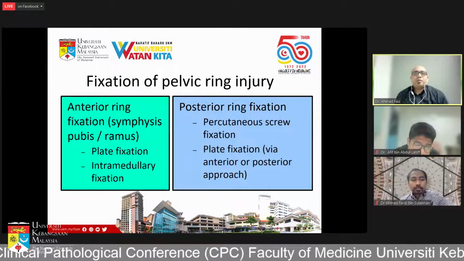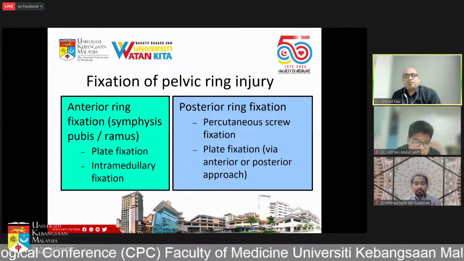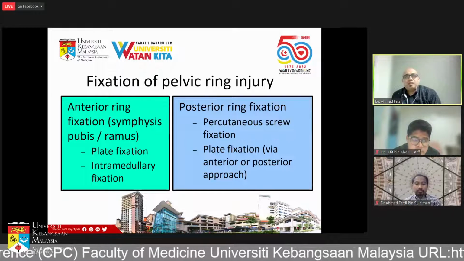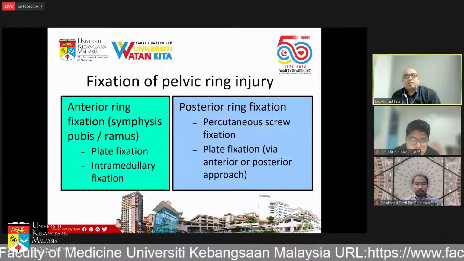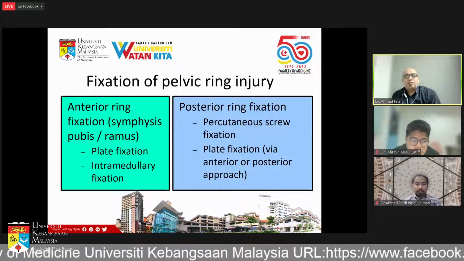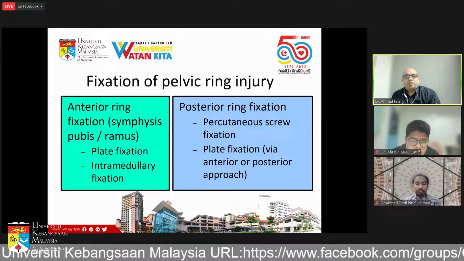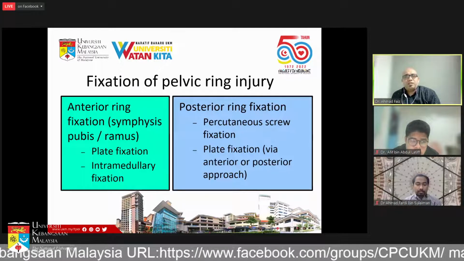So when we talk about pelvic ring injury, for this patient, it involves both the anterior ring and the posterior ring, as we have seen from Dr. Emilia, showing that there is disruption or diastasis of the symphysis pubis and also a comminuted fracture of the iliac wing.